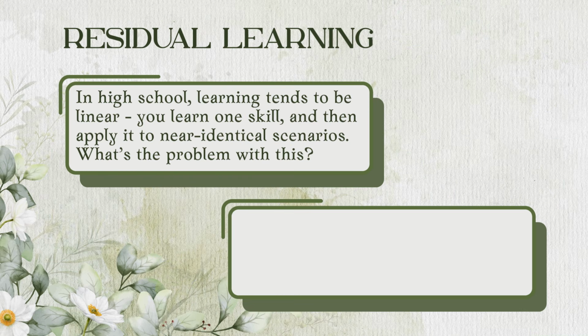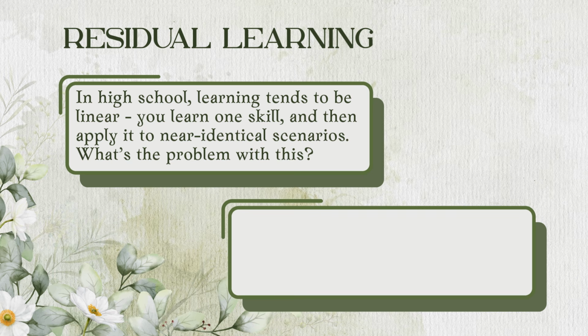Now, what is residual learning? So in high school, learning tends to be what we call linear. So you learn one skill and then you apply it to near identical scenarios. So think about what the problem could be with that. Basically, you're taught to do it one way, and if anything comes up that deviates from that, it's very confusing and you don't know what to do.